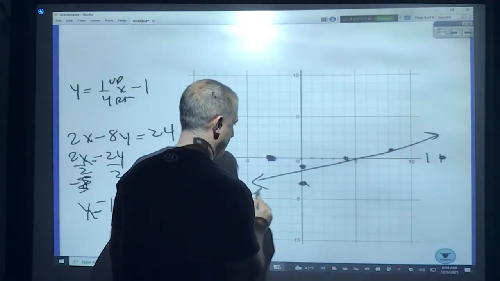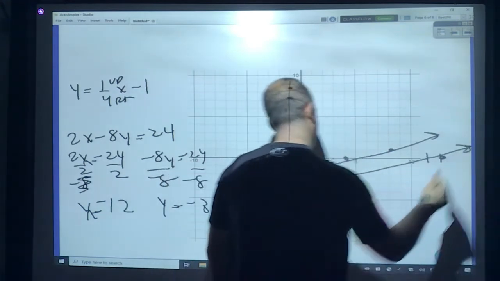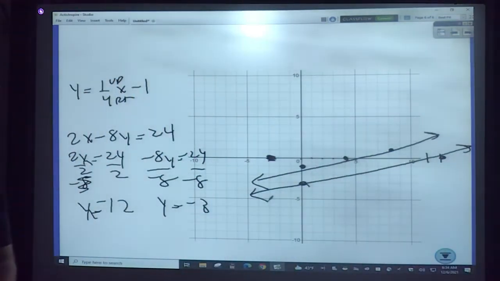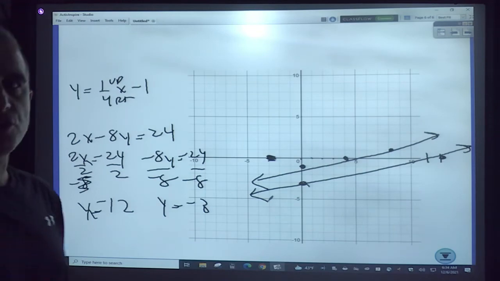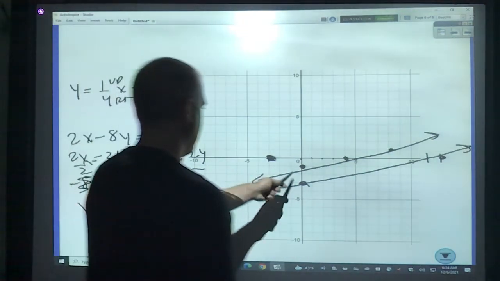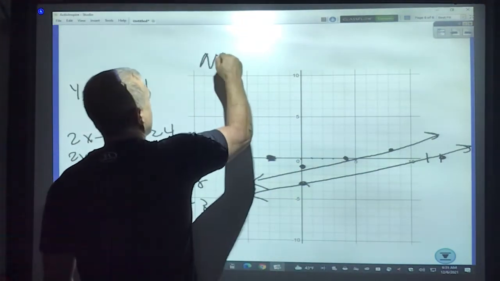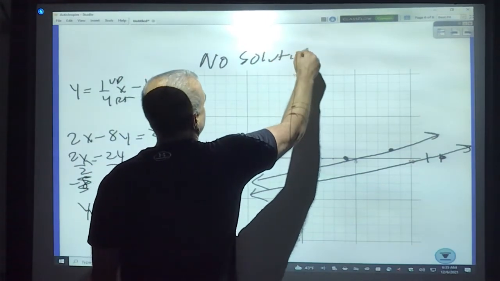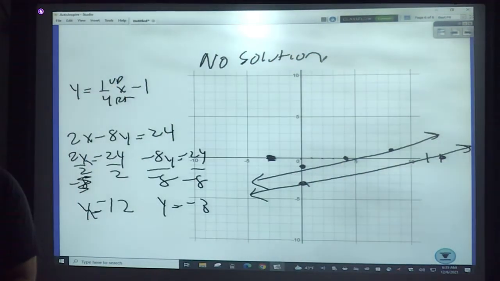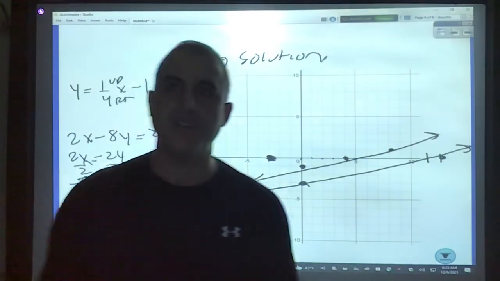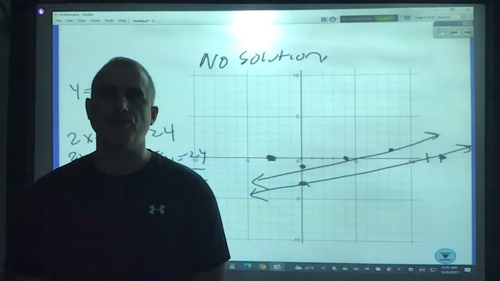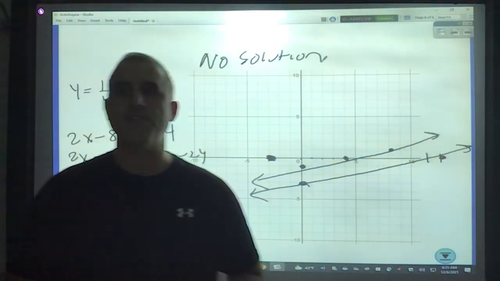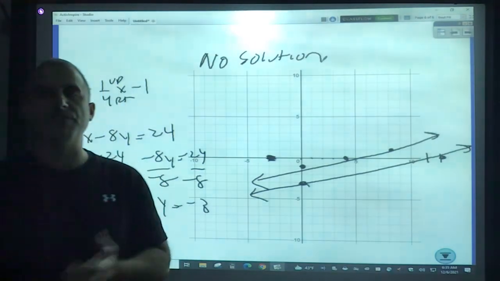Now if you look at this one, what do you notice? These lines do not intersect. So this would be no solution. These are parallel lines. So if you draw your lines and they don't intersect, that's going to be a no solution. Okay, so that is solving systems by graphing.